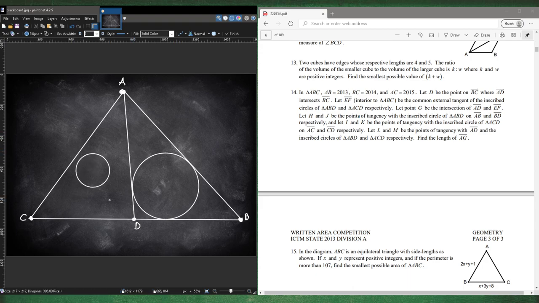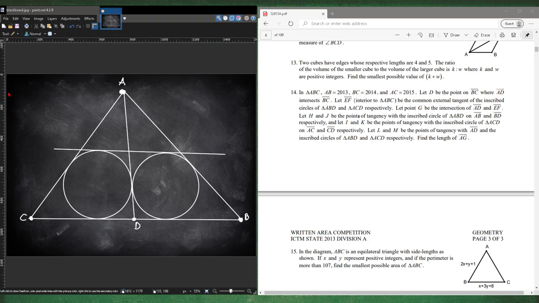And right there. And we have another one. And let's move it a bit down. Move it up a bit. That's good. So, and there's a common external tangent. So external means it goes somewhere like here. And that is line EF. So it doesn't matter where E and F is. Let's call this EF like that.